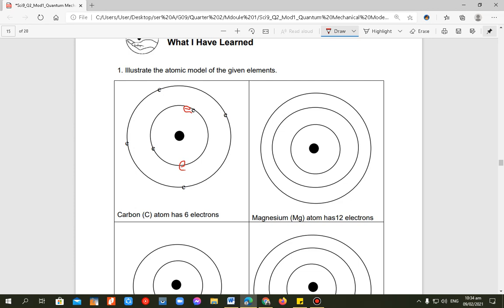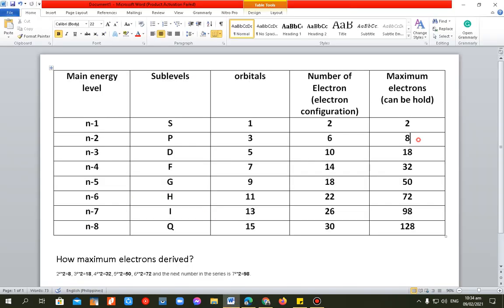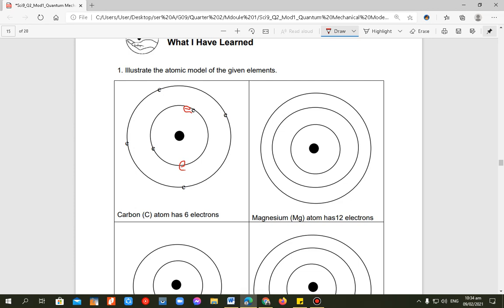So, sa second orbit, ilan yung kayang i-hold ng second orbit is 8. 8 yung kaya niyang i-hold. Pero, yung kailangan lang natin is 4 kasi 6 lang yung electrons ng carbon. So, ganito po yung paglalagay. Dito sa taas, 1. Dito sa baba, 2, 3, 4. So, to make it total, 6 electrons of carbon. So, ganyan po yung paglalagay on how will you illustrate the atomic model of the given elements.